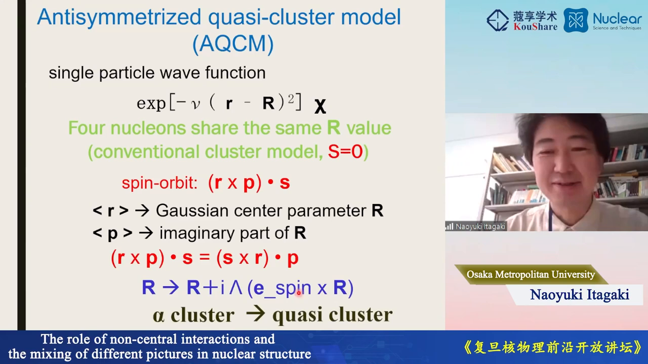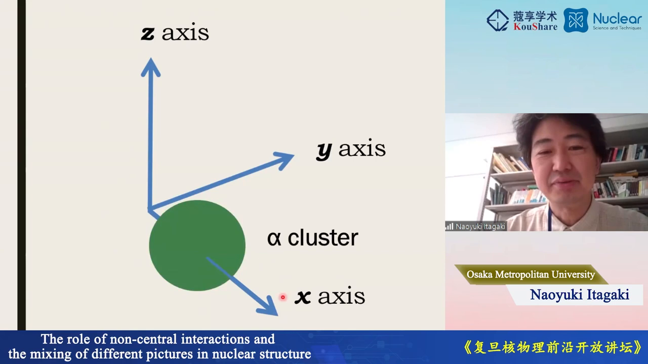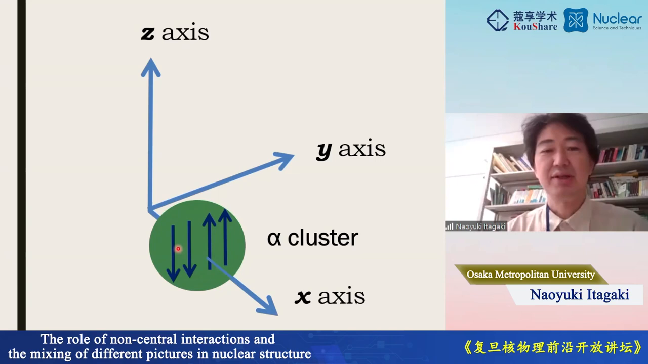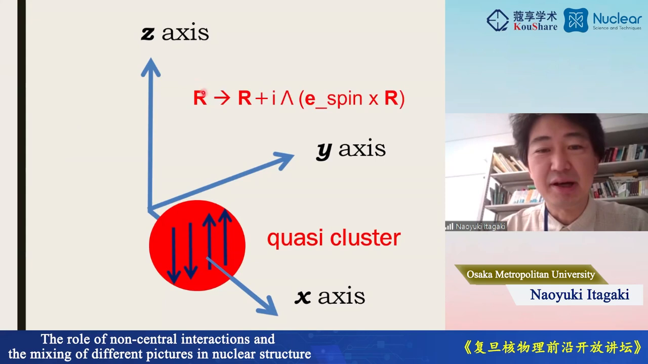Quasi cluster means that still four nucleons share the same Gaussian center R for the real part. But the imaginary part of the Gaussian center parameter is spin orientation dependent. Okay, so I'll explain in an easier way. Suppose we have an alpha cluster. This is a normal alpha cluster. So we have four nucleons sharing the same spatial wave function: protons spin up, neutrons spin up, protons spin down, and neutrons spin down. So this is the situation in the Brink's model. So what we have done is that we changed to a quasi cluster. Then the Gaussian center parameter R is changed to R plus the imaginary part, the spin orientation vector product with R.